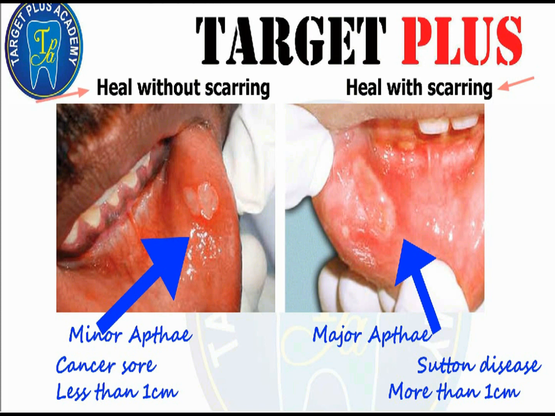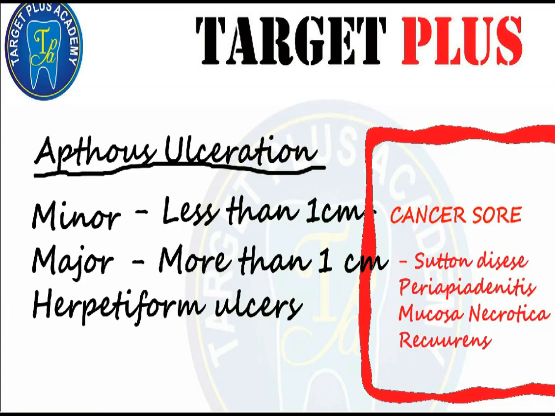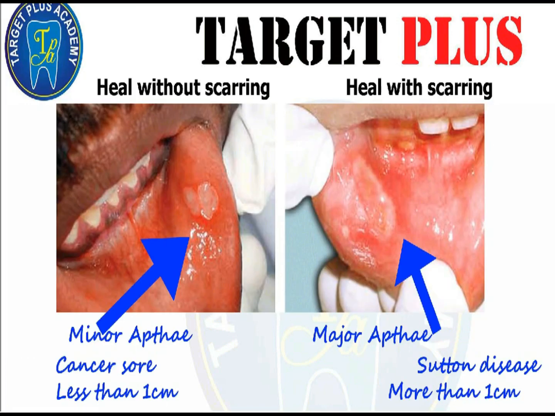Aphtha that are less than 1 centimeter in diameter are minor or major? They are minor aphtha, and those which are more than 1 centimeter in diameter are major aphtha. The ulcers that heal without scarring are minor aphtha, and those that heal with scarring are major aphtha.